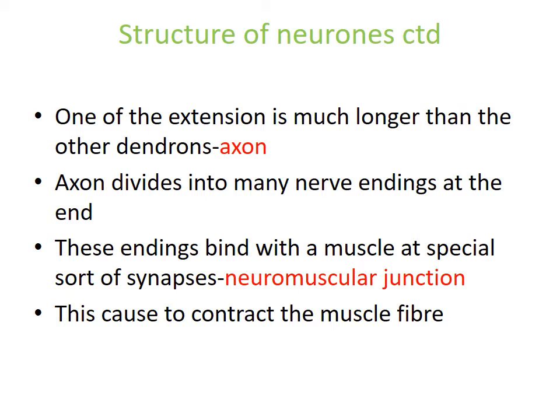Also, in a nerve cell, one of the extensions of the dendrons is much longer than the other dendrons. So we call this the axon. Normally, the axon divides into many nerve endings at the end furthest from the cell body. Here, the signals from nerve impulses are transmitted across the neuromuscular junction. So it causes the muscles and fibers to contract.